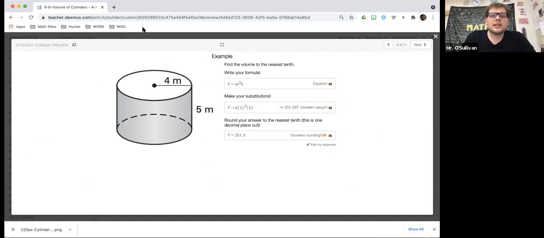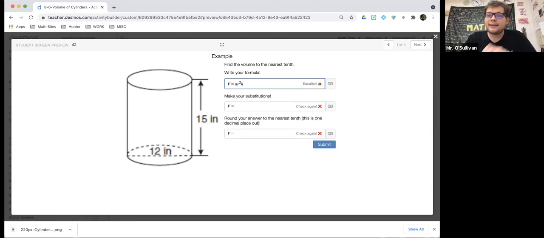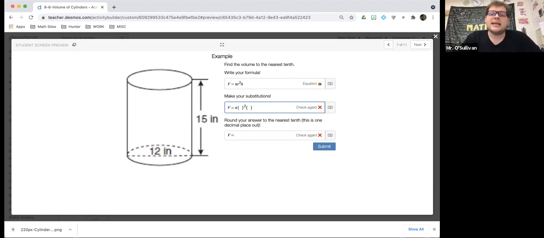Okay, let's go on to the next slide. Okay, this question's a little more challenging because if you look, it's a little different. So we want to find the volume of this cylinder to the nearest tenth again. So the first thing we do is we write our formula. So pi r squared h. And I got it right. Now I need to make my substitutions. So I'm going to type in my pi. I need to do my radius squared, and then I need to do my height.